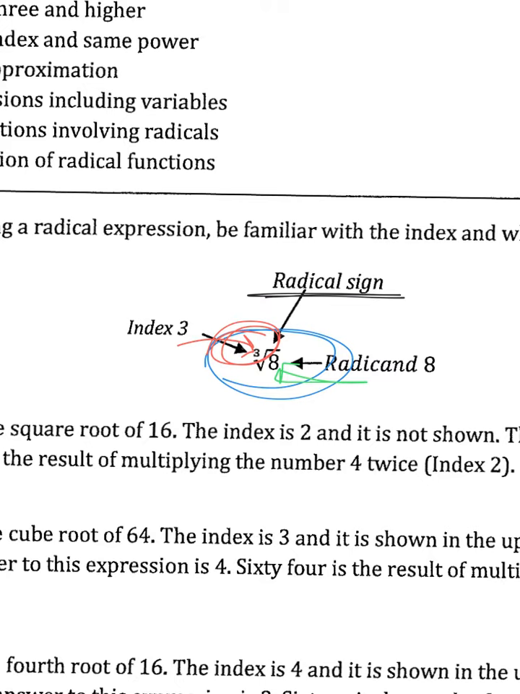A radical sign is an operation. The operation is asking you to find a specific number. The index tells you how many factors will multiply together to make 8. For instance, this expression is asking us for the cubed root of 8, or what number, when I use it as a factor 3 times, multiplies together to make 8.